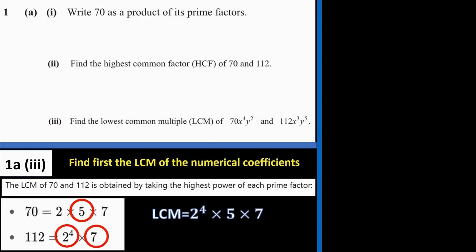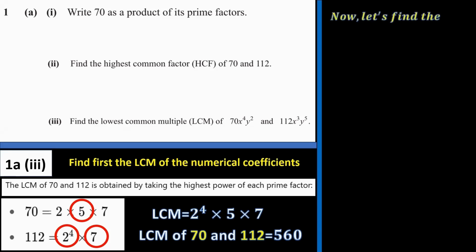So we line them up: 2 to power 4 times 5 times 7, and this results to 560. So the LCM of 70 and 112 is 560. We have been able to take the LCM of the numerical coefficients. All right, so we are going to look at the variable part.